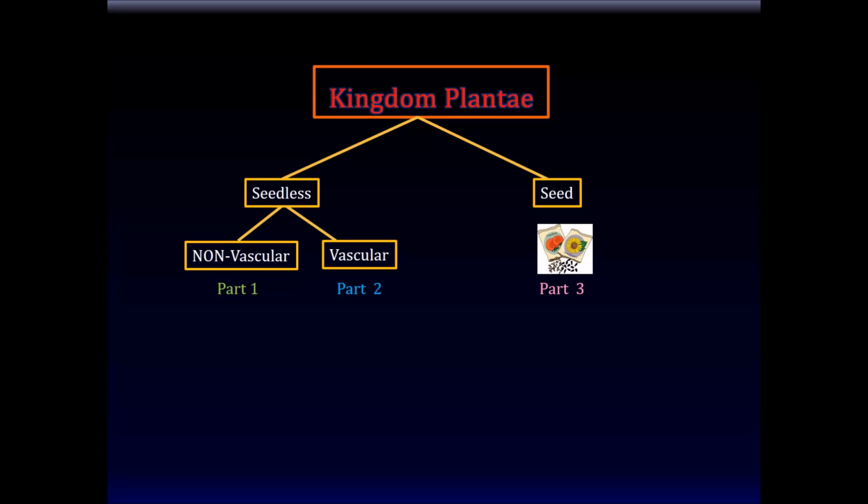Today, inshallah, we'll talk about seedless vascular plants. If you recall, we had divided the plant kingdom into two broad categories: plants that produce seeds and plants that did not produce seed, or seedless plants. Among seedless plants, we had further divided the category into two: non-vascular and vascular plants. Seedless non-vascular plants are the most basic of plants, and seedless vascular plants are slightly more advanced. They don't produce seeds, but they have vascular systems.